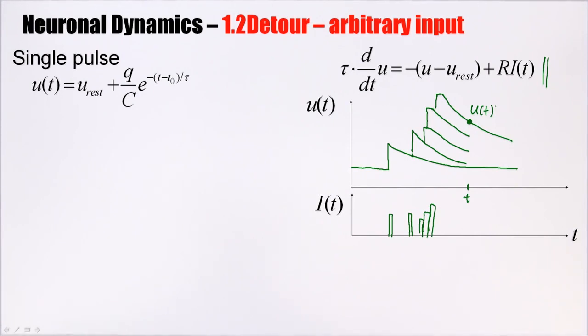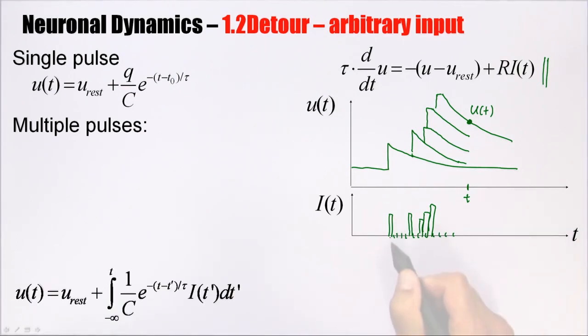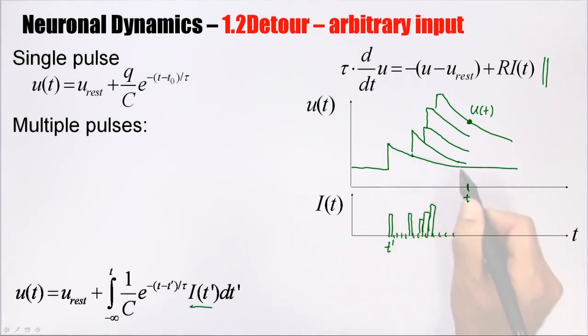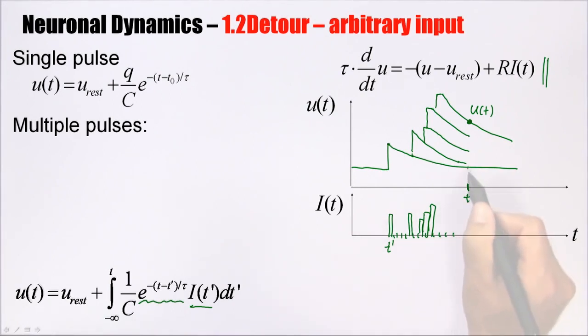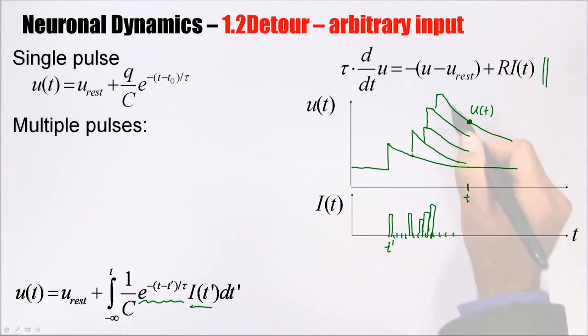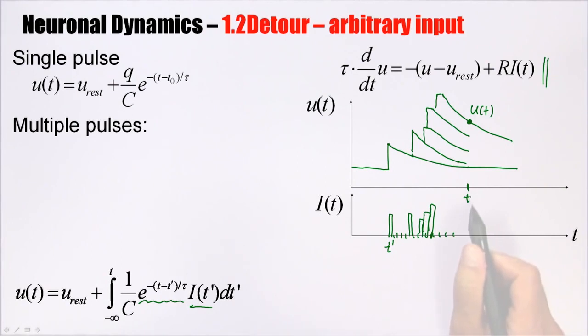Now mathematically, you can consider the situation where at each moment in time you have a different current pulse coming in, and this is the current pulse at some time t prime, and you ask what's the contribution of this pulse to the voltage at time t? Well, the contribution of this pulse at t prime was biggest here, but then it has decayed exponentially. So its relative weight is less than a pulse which came in here and still has a strong contribution.